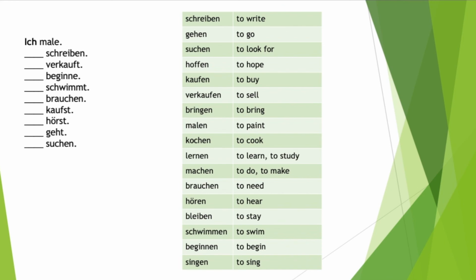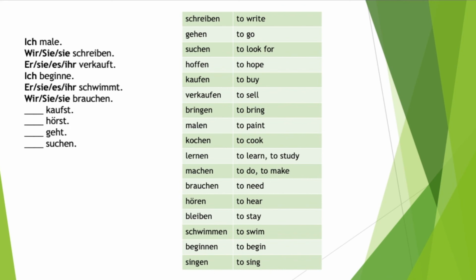Okay, let's compare. Ich male. Wir schreiben, or Sie schreiben. And the Sie could be you formal or they. Er, sie, es, or ihr verkauft. Ich beginne. Er, sie, es, ihr schwimmt. Wir, sie brauchen. Du kaufst. Du hörst. Er, sie, es geht, or ihr geht. Wir or sie suchen.